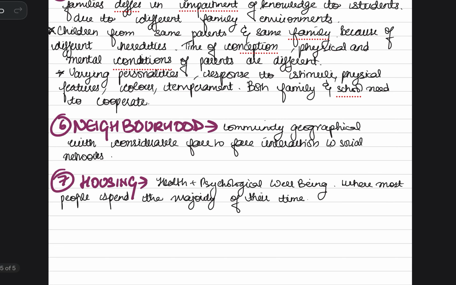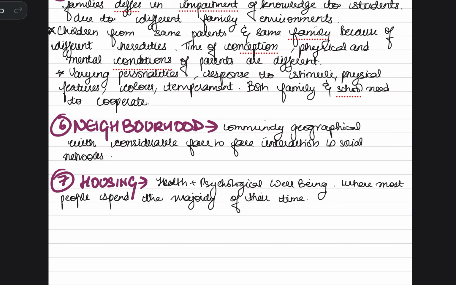Then neighborhood. As we all know, a neighborhood is a geographical community where people interact considerably on a face-to-face basis. So it's important for the neighborhood to have a positive impact on the development and growth of individuals and children, because if there's a bad neighborhood, they pick up bad habits, maybe stealing, shouting, fighting, arguing, all these problems. If it's a good neighborhood, they learn what community teamwork is like, they learn moral values, etiquette, social awareness, social cues. So that is also important.